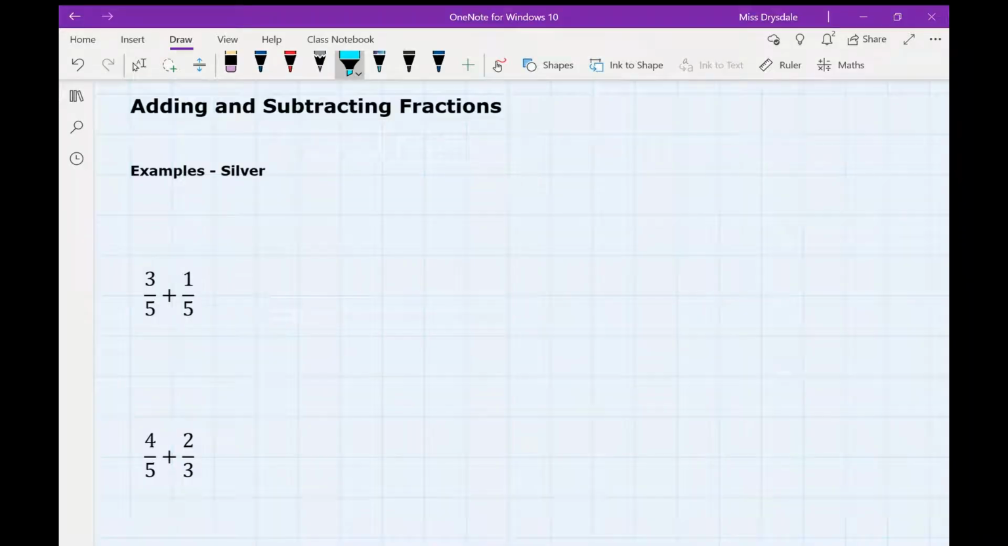We're going to look at adding and subtracting fractions. So far we looked at multiplying and dividing, and now we're going to look at this. So first thing you need to know when adding and subtracting fractions: you can only ever add or subtract when your denominators are the same.